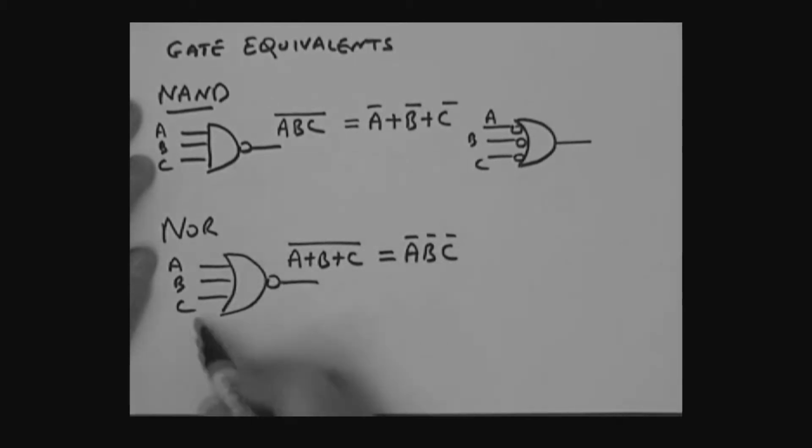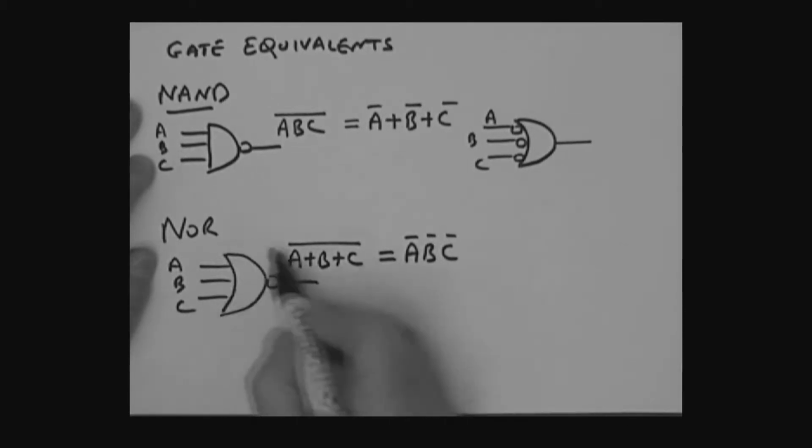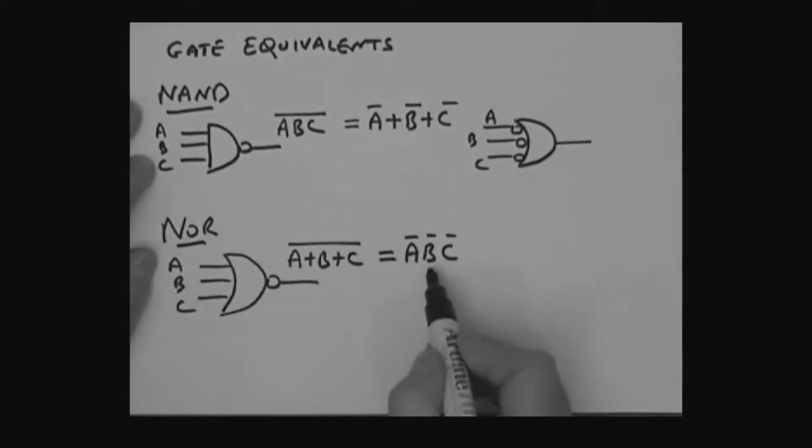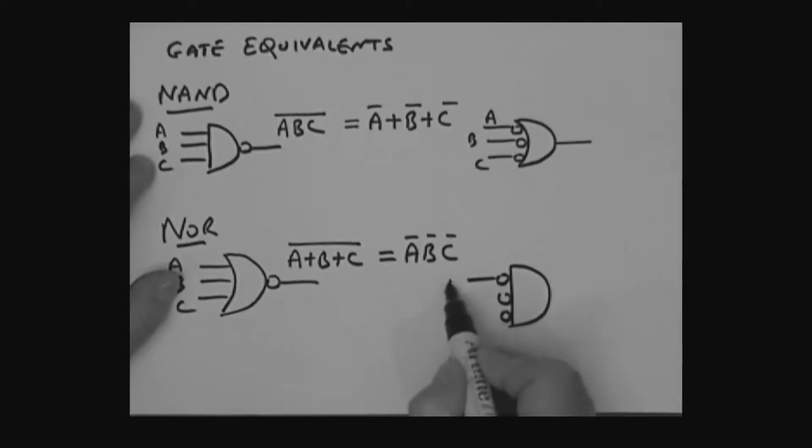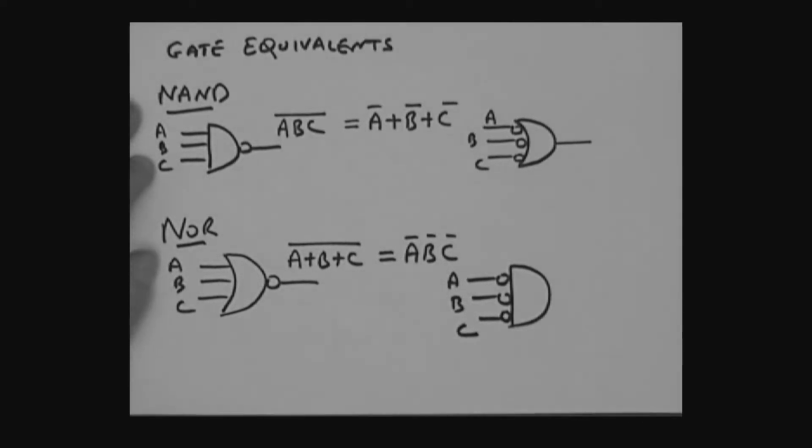Okay, so then a gate equivalent of this NOR gate could be what? It could be really an AND function with inverted inputs. And so we could draw that then as an AND gate with bubbled or inverted inputs, such that this is A, this is B, and this is C. Okay? All right.